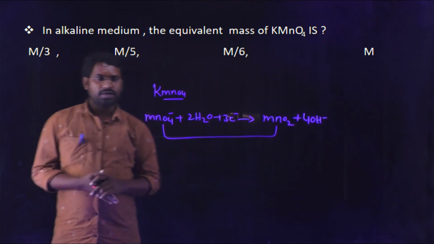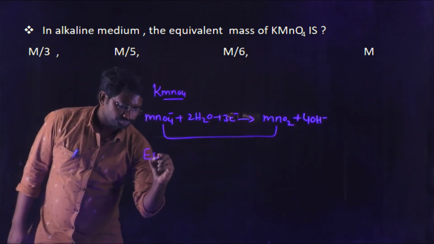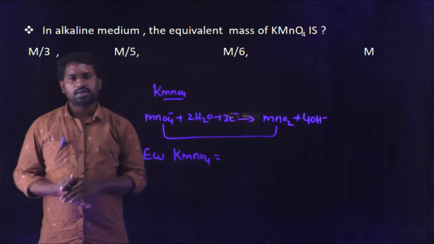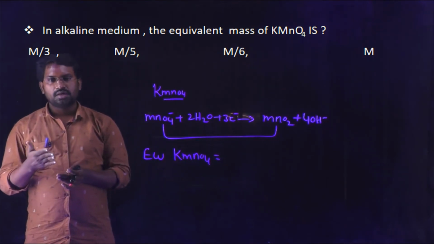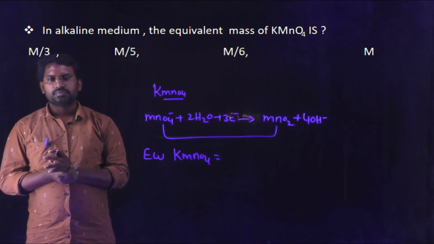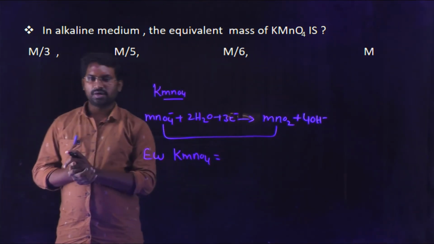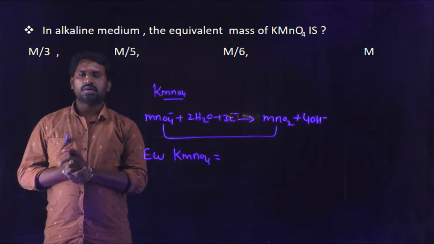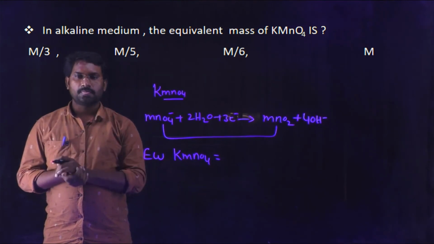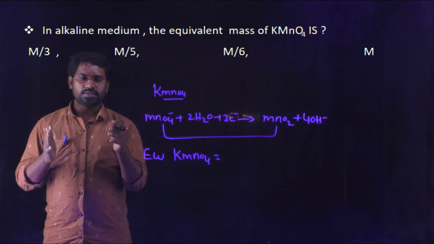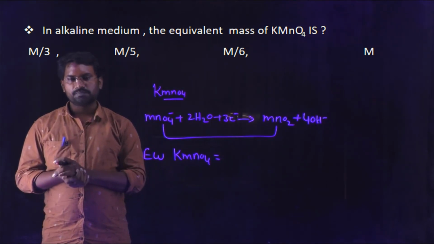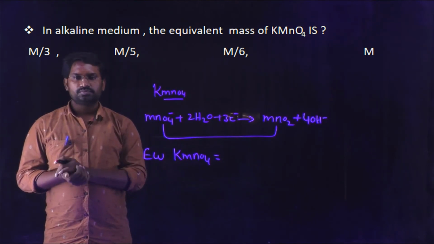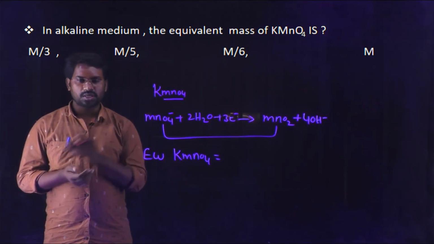Therefore, the equivalent weight of potassium permanganate is equal to... There is a formula for calculation of equivalent weight of an acid, base, or any compound or salt. You know very well what is meant by equivalent weight of an acid: molecular weight of that acid divided by basicity. Basicity means the number of replaceable hydrogen atoms in that acid. How can we calculate the equivalent weight of a base? Molecular weight of that base divided by acidity. Acidity means the number of replaceable OH groups in the base. In the case of a salt, the formula weight of the salt divided by the charge on the cation or anion.